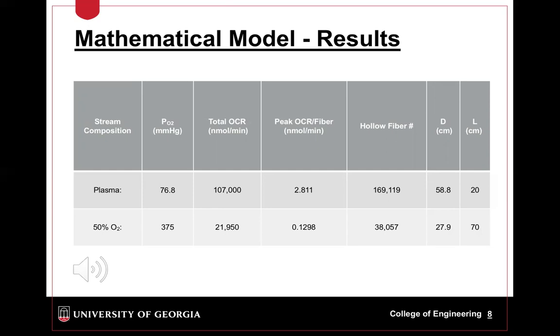Alternatively, using an oxygenated inlet stream with a partial pressure of oxygen of 375 millimeters mercury, 100 grams of liver mass could consume 107,000 nanomoles per minute. While this is substantially higher than the non-oxygenated stream, the consumption rate per capillary is much greater at just under 3 nanomoles per minute. This would require the use of 38,057 capillaries to match oxygen consumption of 10% of the liver.